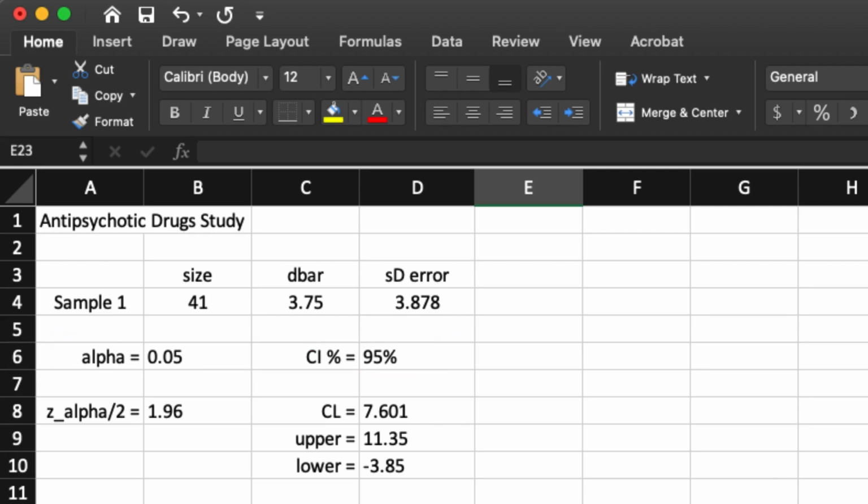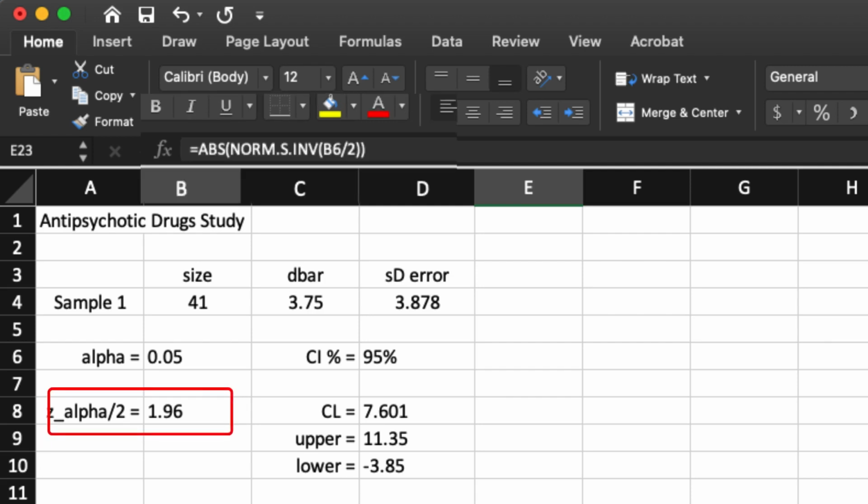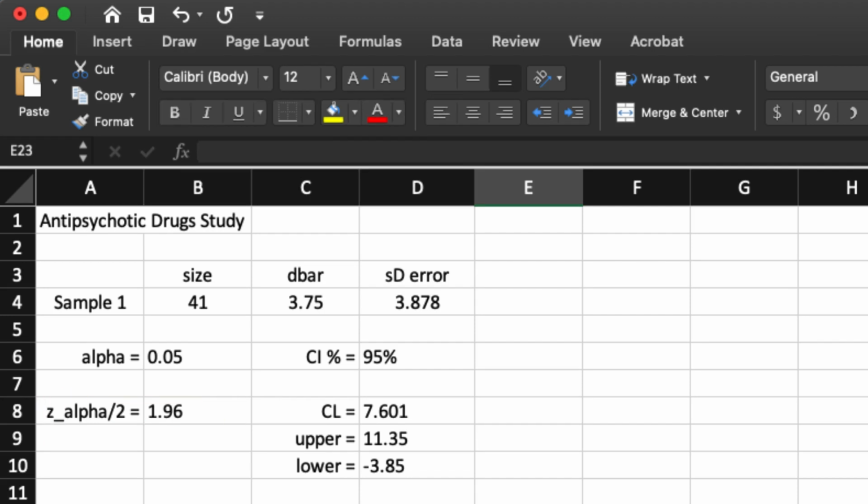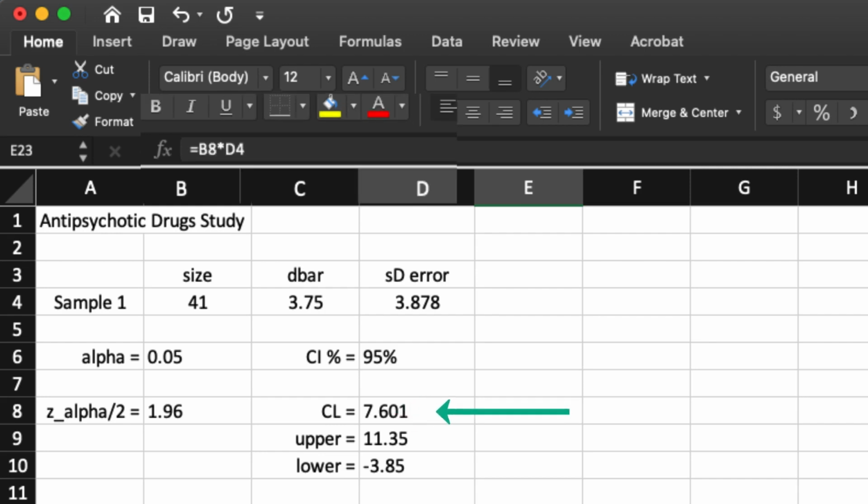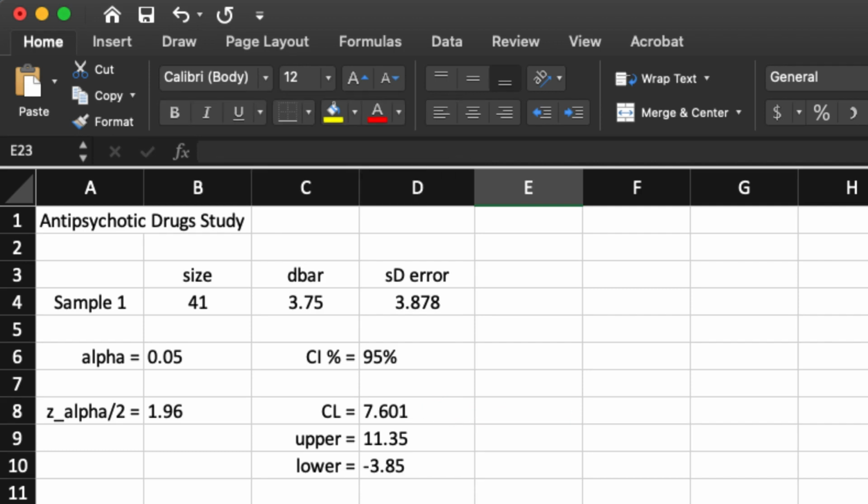So then, what else do I need? I need a Z sub alpha divided by 2. Here I calculate that, and the way I calculate that is using my norm inverse. And I get 1.96. And from there, I can calculate the margin of error. Here, the margin of error is going to be 7.601. Now, I want this to be in absolute terms because I'm going to add it and then subtract it. I use the absolute value because it's an absolute level.